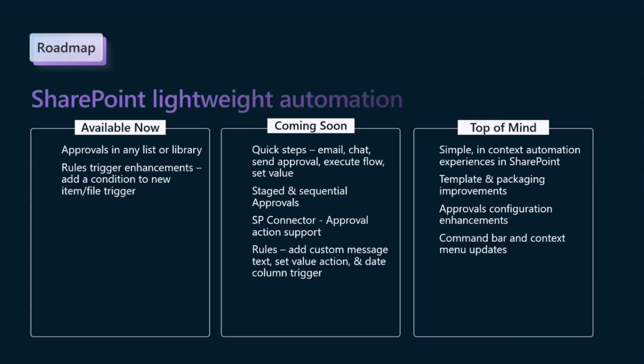Bringing things like staged and sequential approvals is a very common ask we get. We're also going to wire up the SharePoint connector, which I'll save that one. Alex is going to show how that'll work, and some more rules capabilities. Lots more to come in this space across both SharePoint and Teams, thinking about how we bring more and more capabilities right in line to your lists, doclib, sites, pages, making flow integration a lot easier.